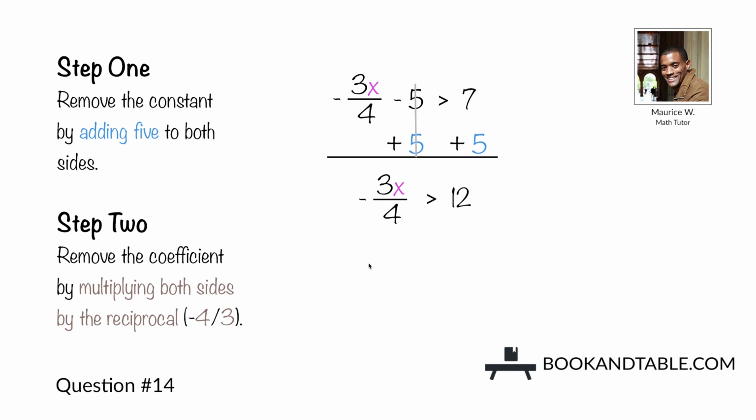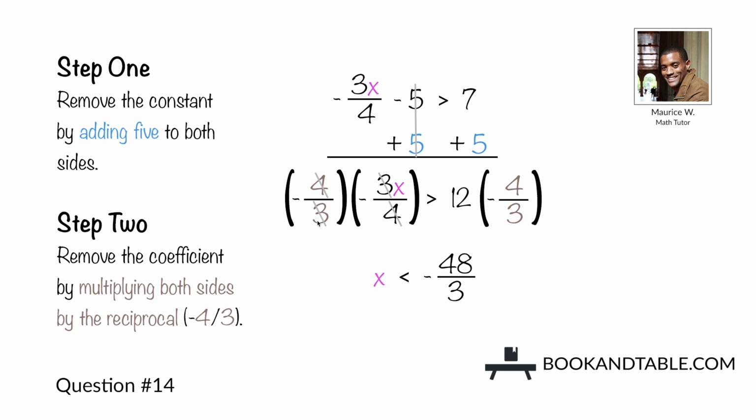Step 1, remove the constant, -5, by adding 5 to both sides. That leaves us with negative 3x over 4 on the left side and 7 plus 5, which is 12, on the right side. Step 2, we want to remove the coefficient, negative 3/4, by multiplying both sides by the reciprocal, which would be negative 4/3. This cancels out our coefficient, leaving us with just x on the left side.